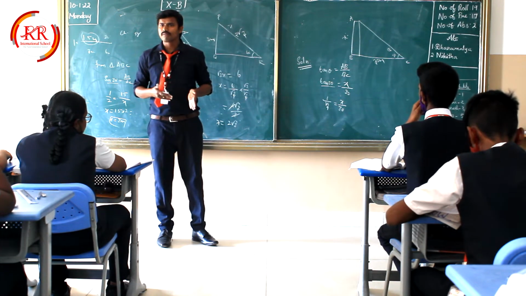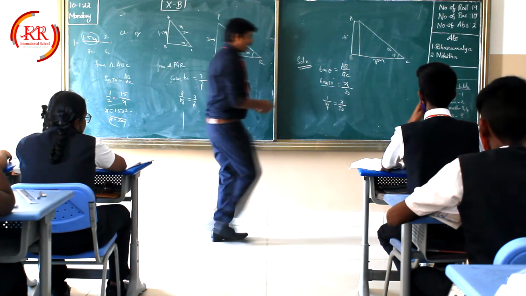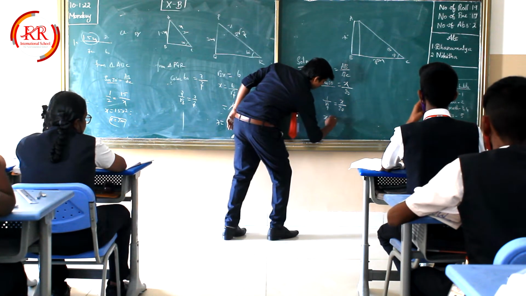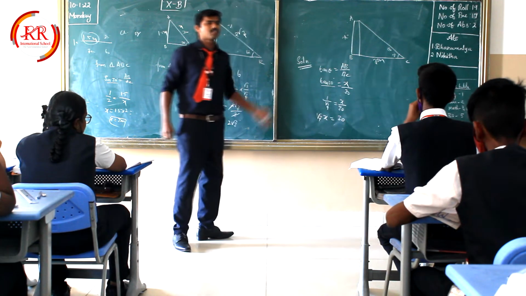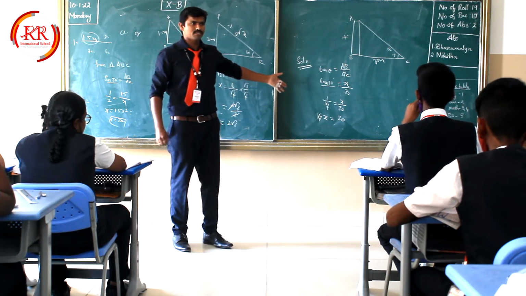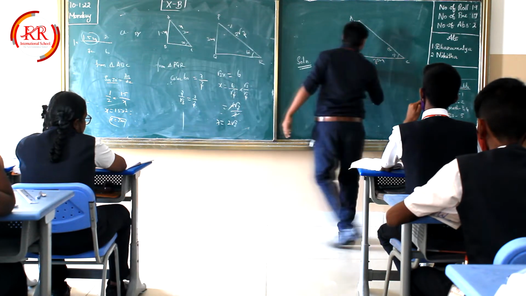Now it is simple. We need to go for cross multiplying. If we cross multiply here, root 3 into x is equal to 30. We need to solve for the value of x. So shall we proceed? Yes.